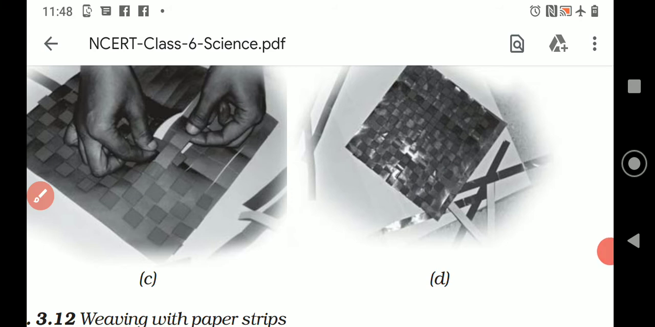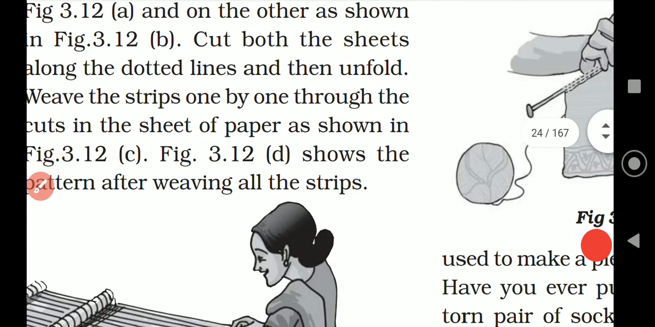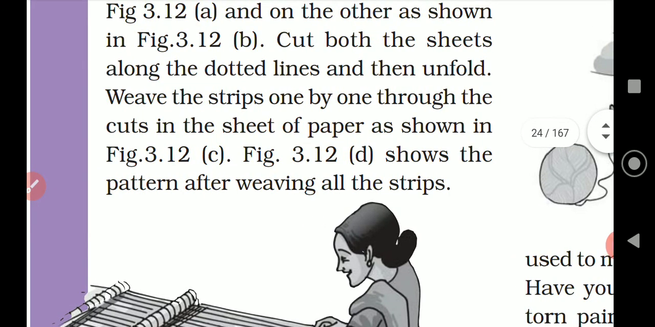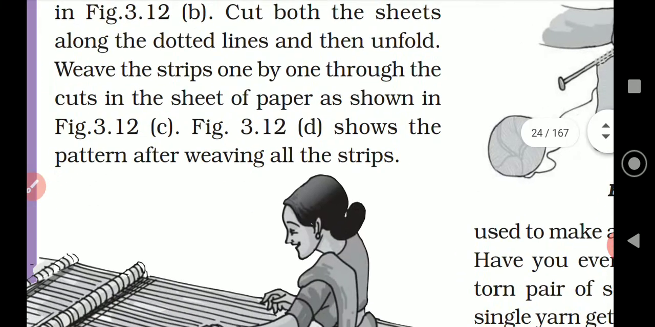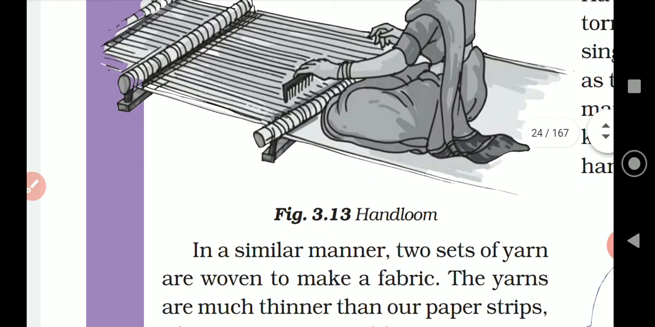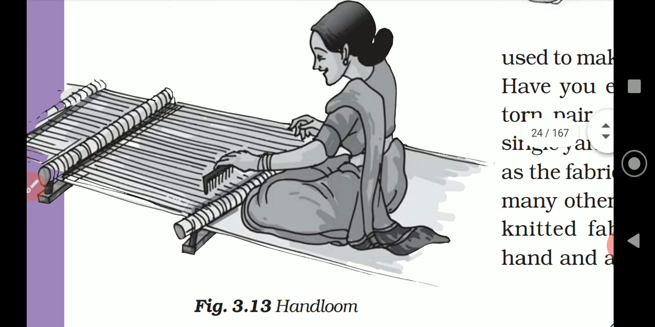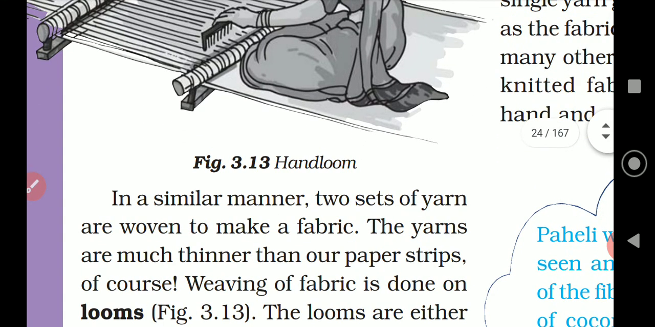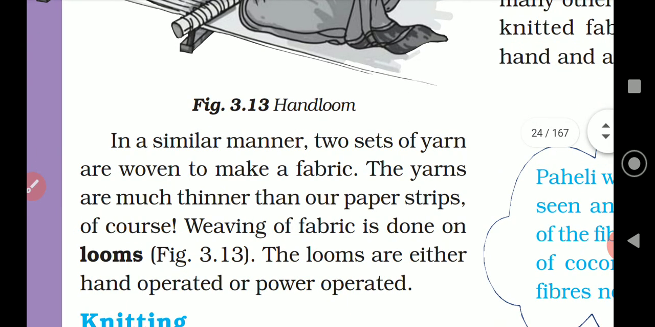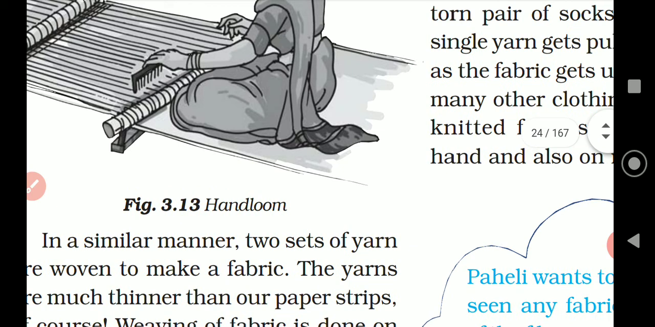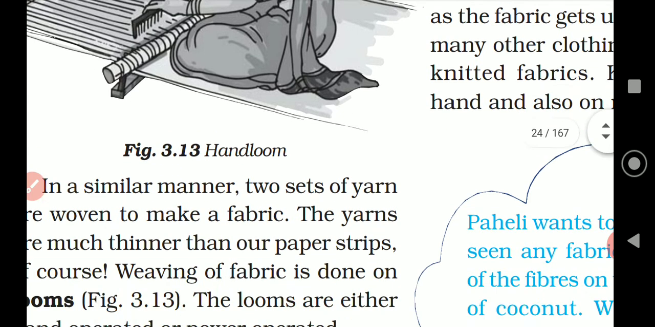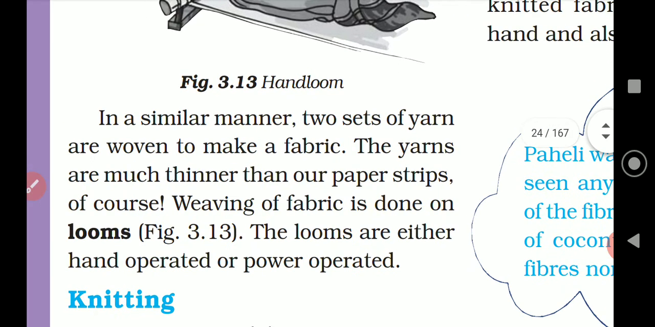Now moving ahead, your paper mat is ready. The patterns of the weaving you can see here, a beautiful pattern with the contrasting color, right? So here we are done with the weaving. Can you see a handloom? What's happening here? In a similar manner, two sets of yarns are woven to make a fabric. So this lady is making a fabric. This is again interesting.